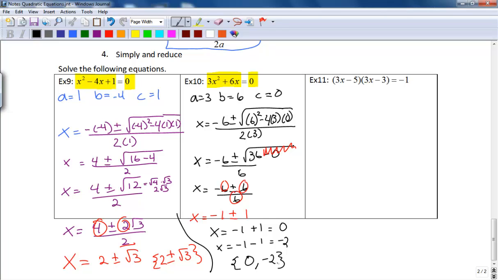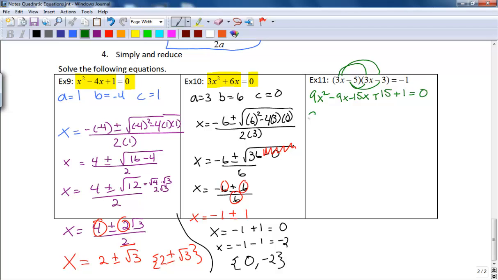Last one in this section, solve using the quadratic formula. Step 1, make sure you're in standard form. Am I in standard form? I'm not. I need to get into standard form. Well, how would I do that? I have to distribute this and move all the terms to the left. So let's start by distributing. So 3x times 3x, we got 9x squared. We got minus 9x, minus 15x plus 15, and I'm going to move that 1 over here, so plus 1 equals 0.